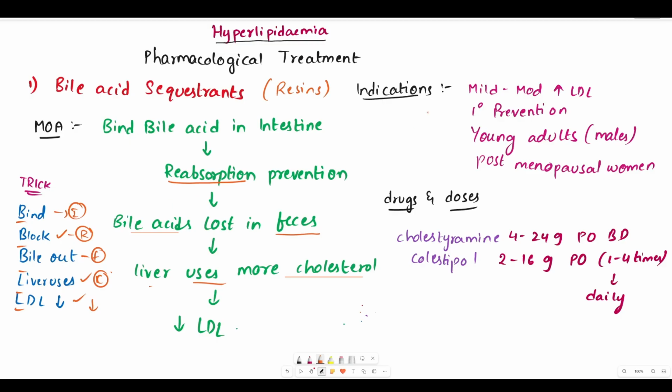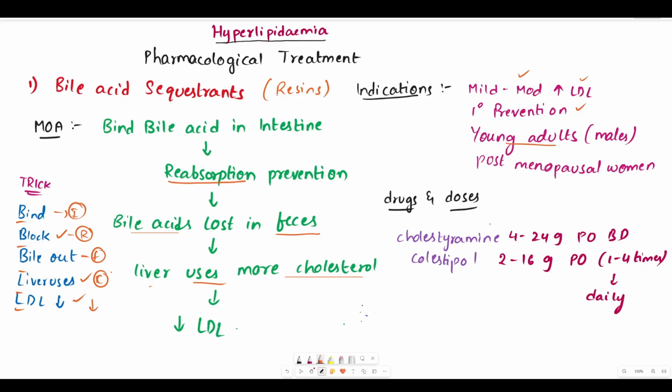Coming back to the indications, these bile acid sequestrants can be given along with some other drugs also. Usually it is given to treat a mild to moderate increase in LDL, and given for primary prevention. It is given in males, especially young adults, and in women who are in the postmenopausal stage.